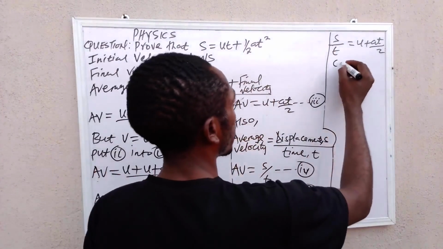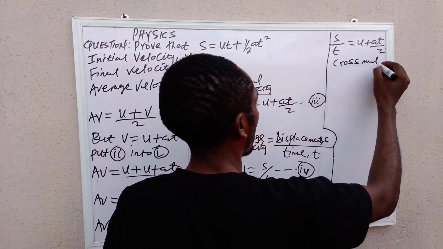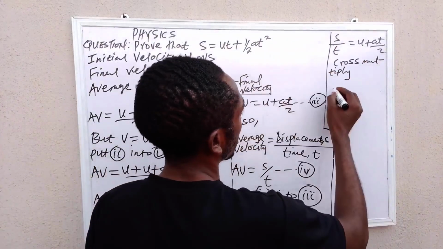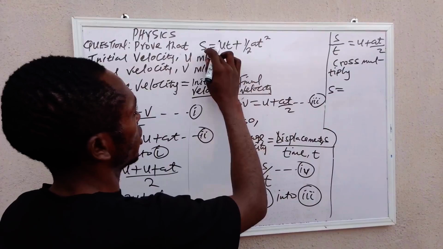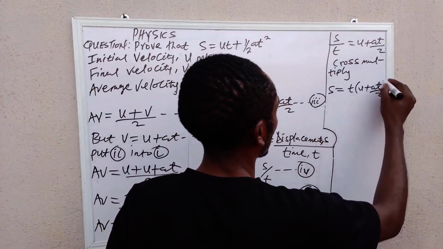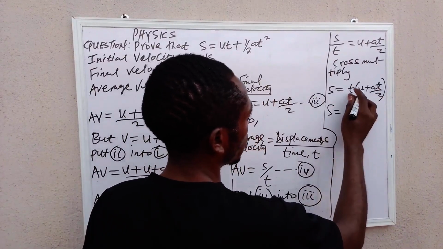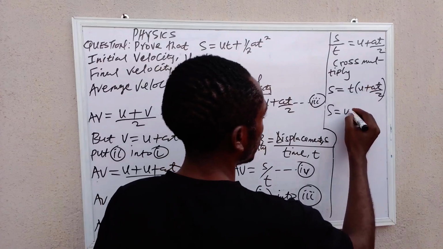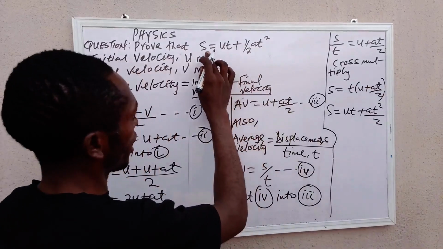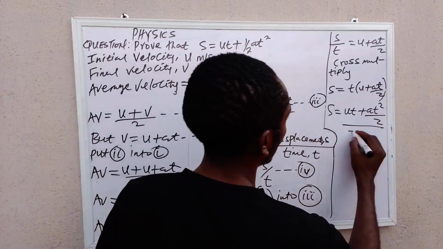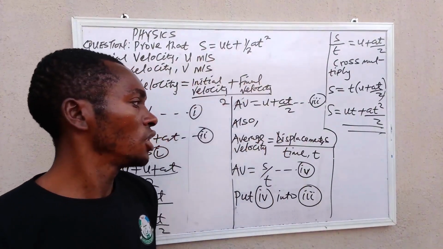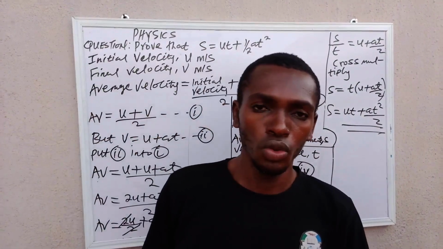So what you do next is cross multiply. If you cross multiply this, since S is what you are trying to get, we have S is equal to T open bracket U plus AT over 2. So we have S is equal to T times U is UT, plus T times this, we're going to have AT squared over 2. Now if you check, you have something like that. So that means you have proven that S is equal to UT plus 1 over 2 AT squared. So these are the steps you are to follow to prove this successfully.